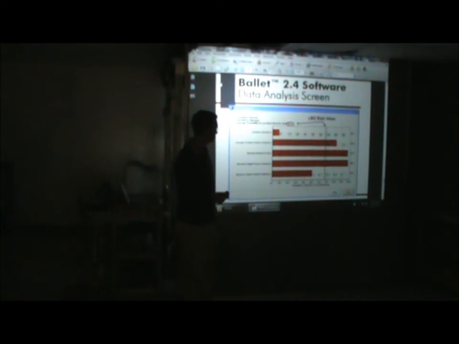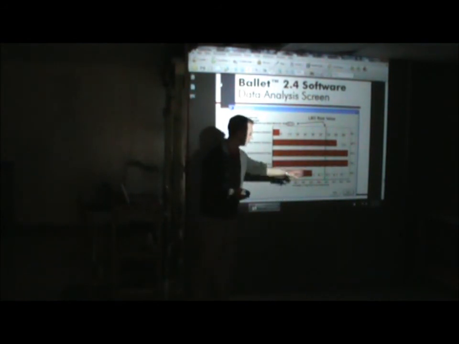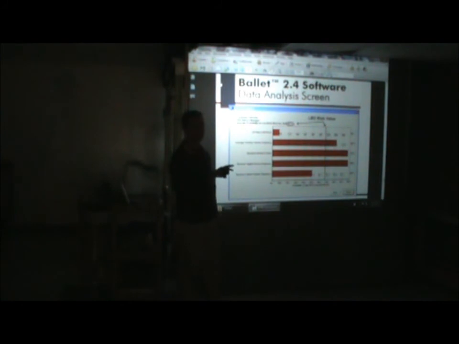Yes. And you can print it directly to a printer. A lot of times I'll just take a screen capture and then throw it into a Word document or a PowerPoint document.